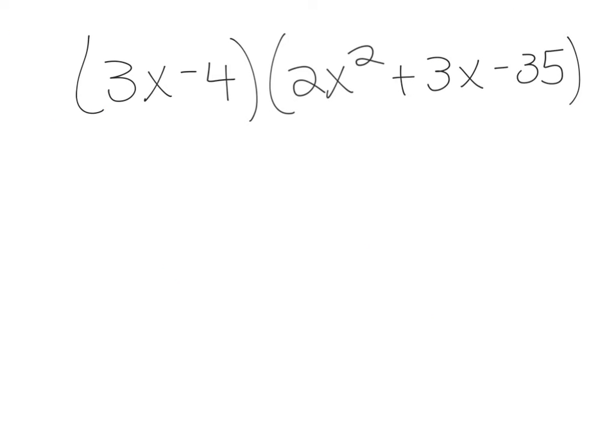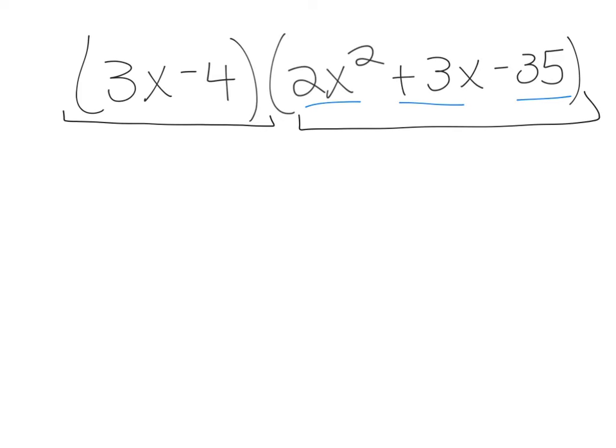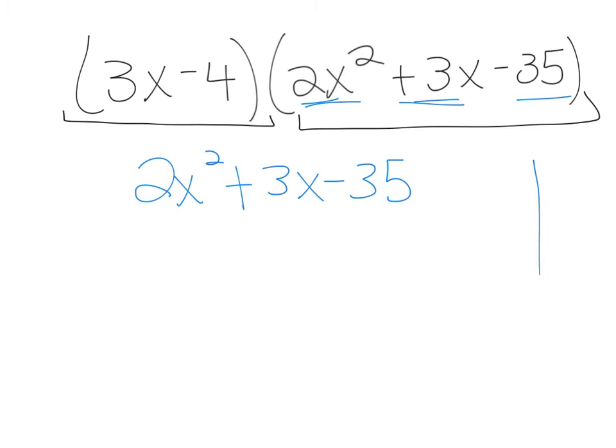So far we have 3x minus 4 is one of our factors because our remainder was 0. And now our goal is to factor this quadratic trinomial. I can already see that we are not going to have a common factor amongst these three terms. 35's only factors are 5 and 7, and neither of those numbers are factors of 2 or 3. So we're going to have to use the grouping method again to factor this polynomial.